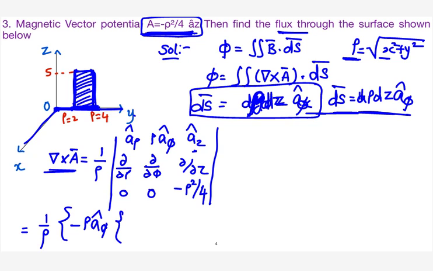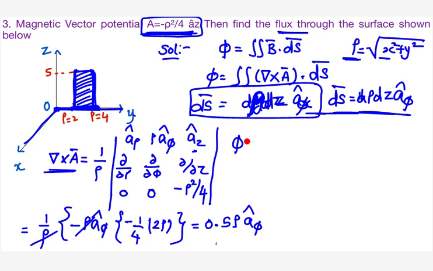And when you are doing that, so what will happen? Minus 1 by 4 into 2 rho. So you are getting 0.5 into rho A phi cap, correct? Yes, 0.5 rho into A phi cap. Now we can directly take the integration. So the value of phi equals the double integral. So curl of A is 0.5 rho A phi cap, dot product with d rho dz a phi cap. You can do the integration and tell me the answer.